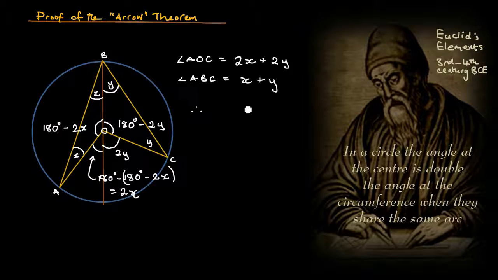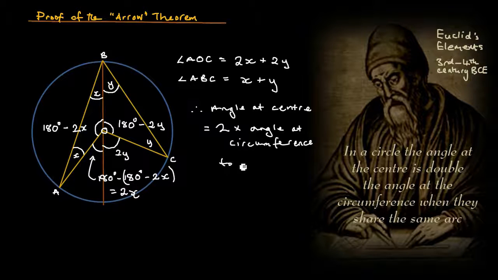Therefore, we've proved the theorem that the angle at the centre equals 2 times the angle at the circumference. Which was to be shown.